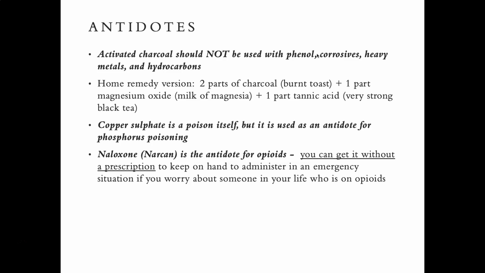Naloxone or Narcan, we studied this back when we were studying opioids. Naloxone, and the brand name is Narcan, is the antidote for opioids. You can get it without a prescription. You can either talk to your family physician or you can call the health department. There's a couple of different ways that you can get it without a prescription to keep on hand to administer in an emergency situation if you worry about someone in your life who is on opioids.